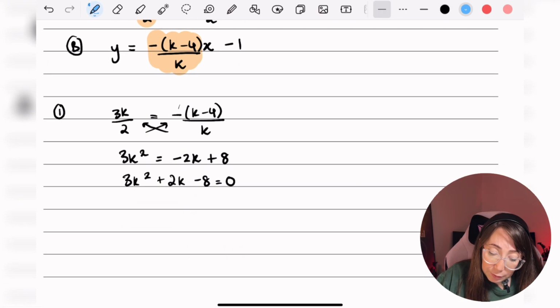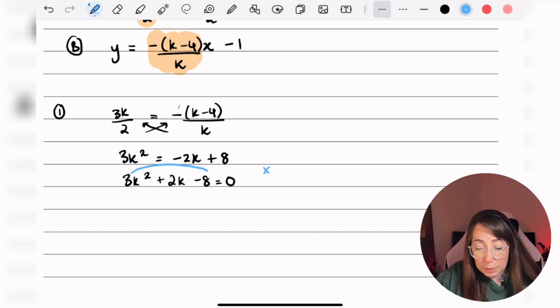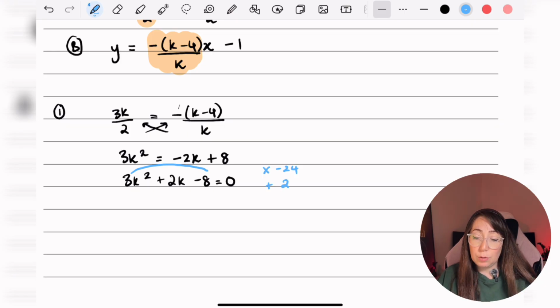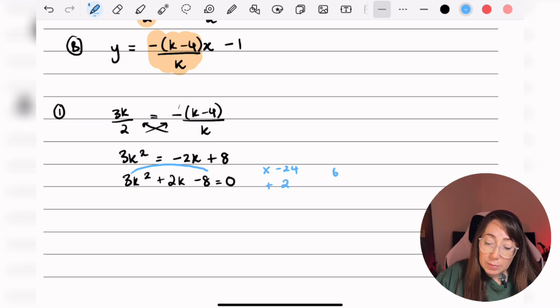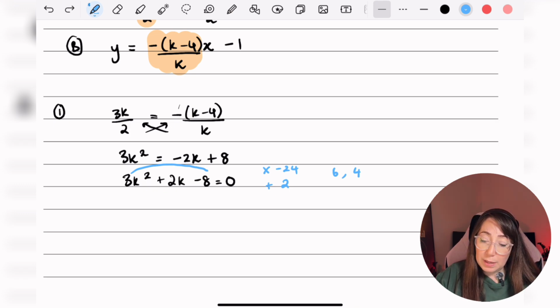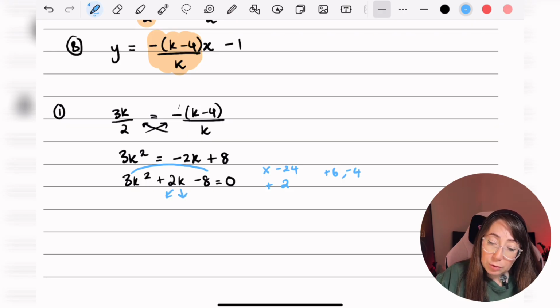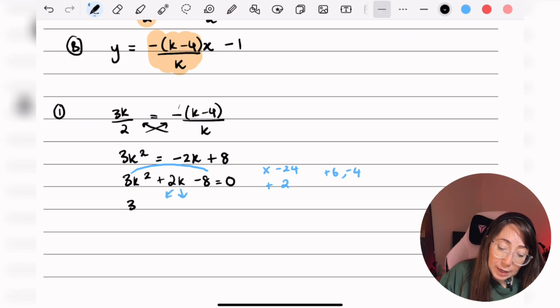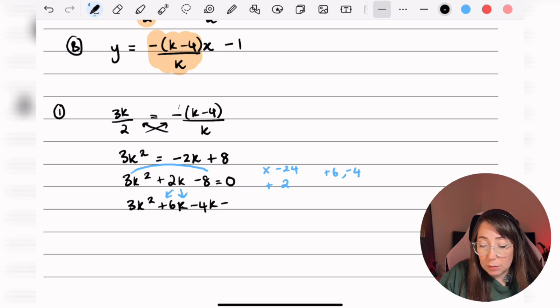So what I'm thinking of are two numbers that multiply to give me the product of 3 and 8, which will be negative 24, and two numbers that add to give us 2. In this case, those two numbers will be 6 and 4, and we want the larger number to match the sign of the internal number there. So that would be plus 6 minus 4. So I'll go ahead and split that middle term up. We'll end up with 3k squared plus 6k minus 4k minus 8 equals 0.